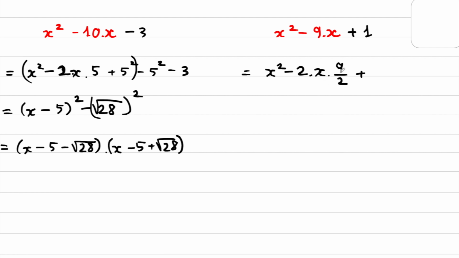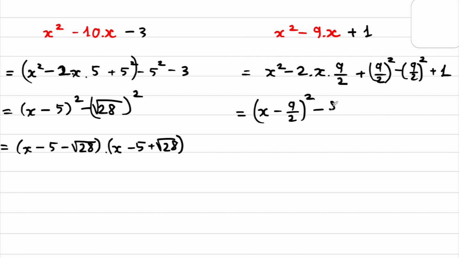You will figure out the second number will be 9 over 2, so plus 9 over 2 squared and minus 9 over 2 squared one more time, and then you got plus 1. x minus 9 over 2 squared minus 81 over 4, and then plus 1. Okay, so outside the bracket, minus 81 divided by 4 plus 1, you will have here x minus 9 over 2 squared and minus 77 over 4.